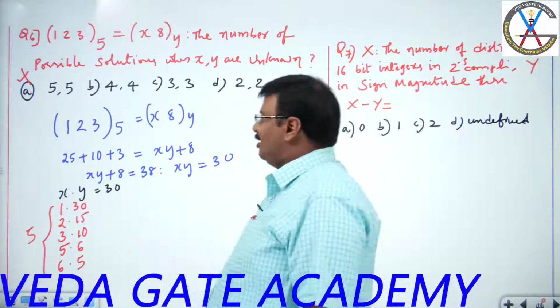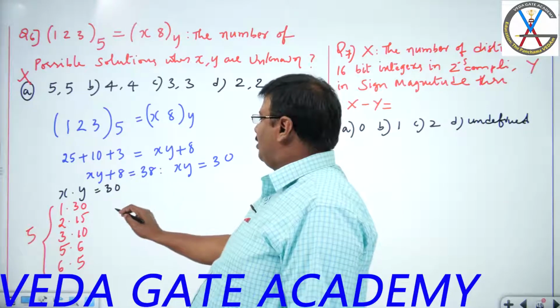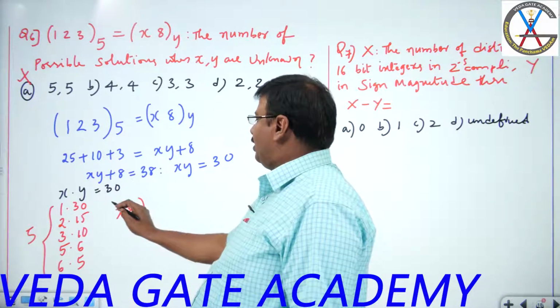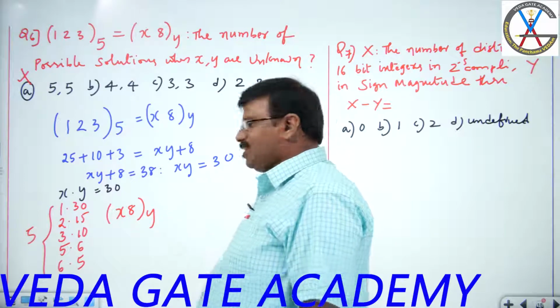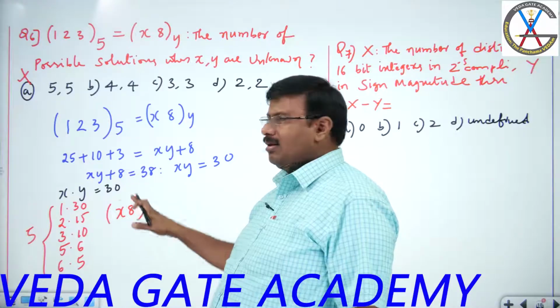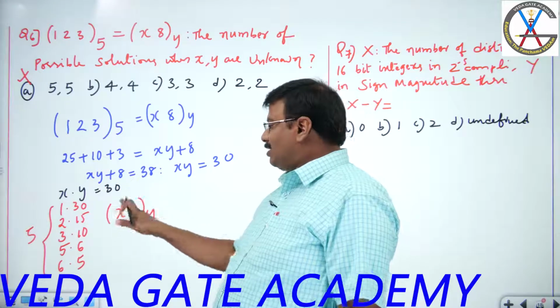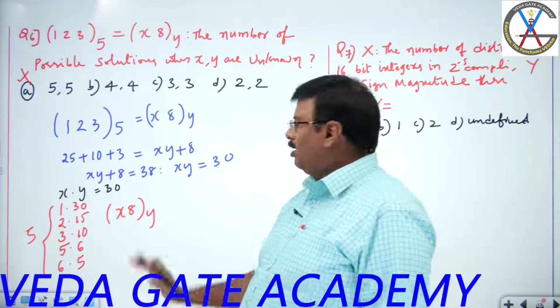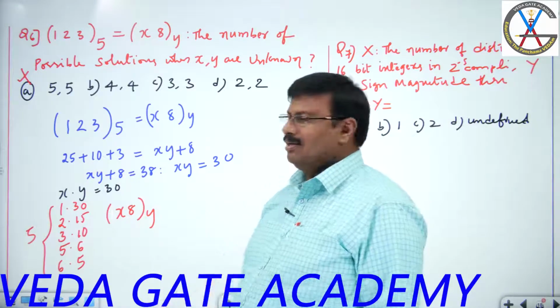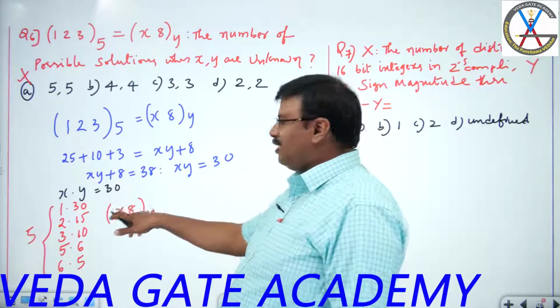And let me tell you what is the right answer. In this, you are trying to understand one thing: x8 base y. In a base y number, x is a digit. I told you already, for any base number, the digit must be less than the base, or the base must be greater than the digit. I repeat, the digit must be less than the base, or the base must be greater than the digit.